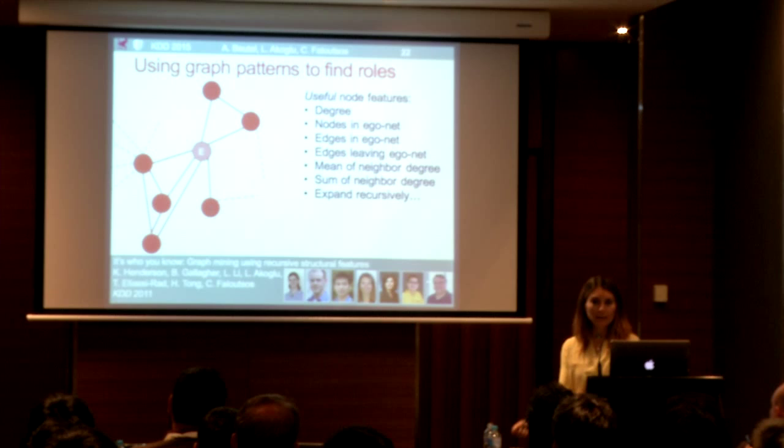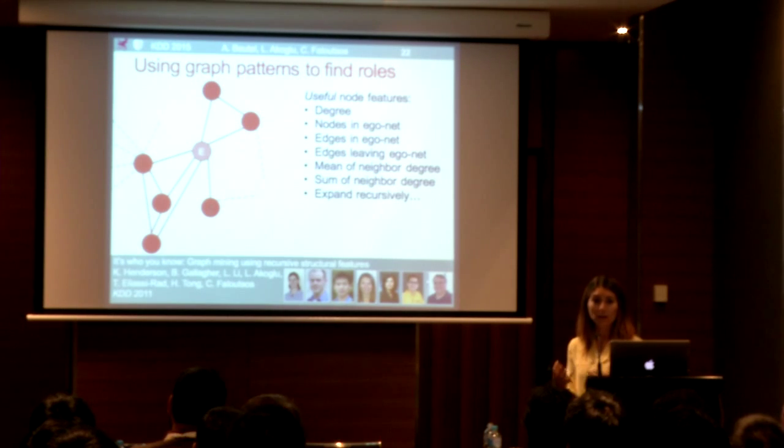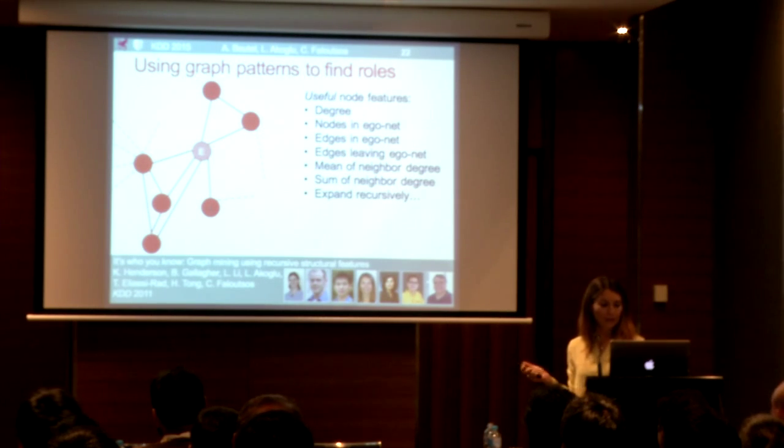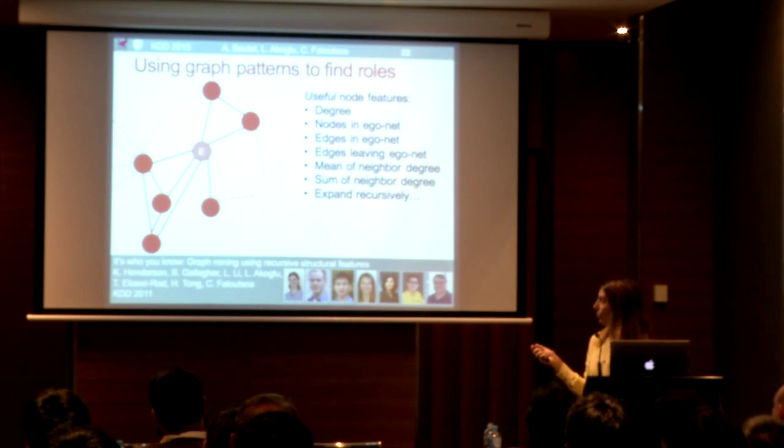So from ego net patterns, I'm going to move to role discovery. So another thing you can ask is, can I study subgraphs to find roles in a graph? And you can. So the way to do it is Henderson et al. define some useful node features. Here, following from earlier work, you can define egonet features: nodes in the egonet, edges in the egonet, density, and so on. But they also extended it to recursive features.